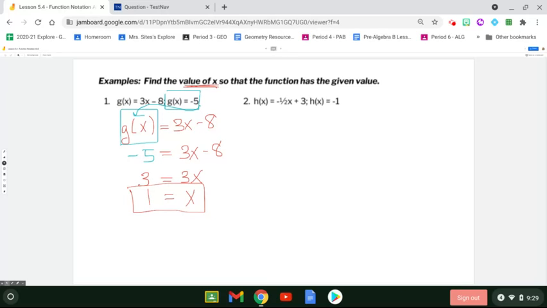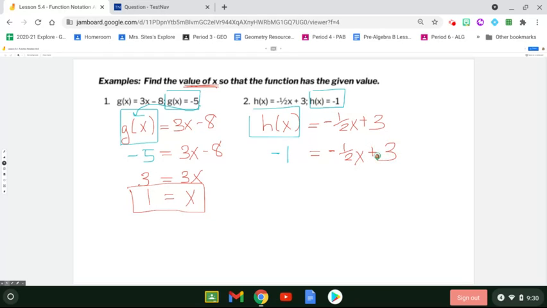All right, let's take a look at the next one. It says h of x equals -1/2 x plus 3. So I'm going to write that part down. Okay, and then they're telling us that h of x is equal to -1. We need to basically figure out what's the x value when that y value is equal to -1. So we're going to plug in -1 in for h of x, and we're going to solve for x.